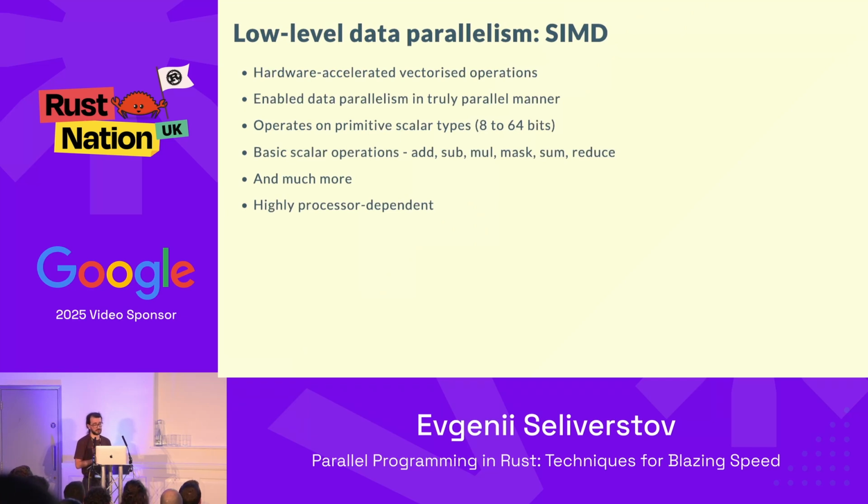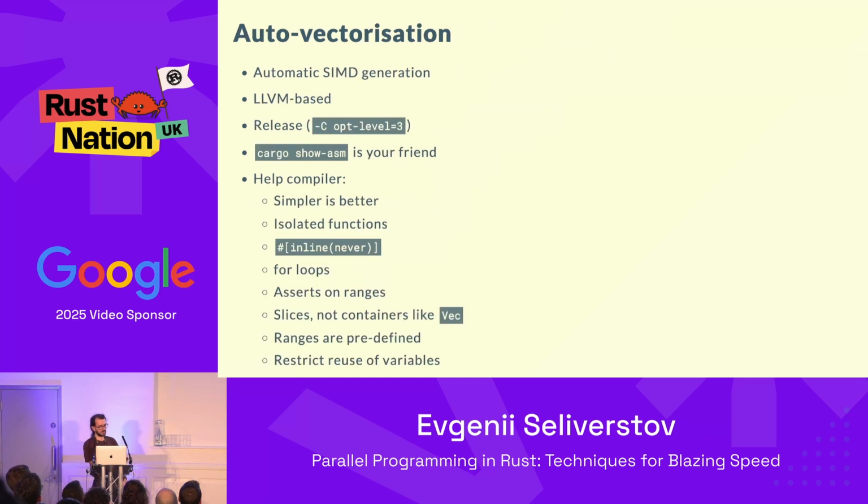So for this, we have SIMD, single instruction, multiple data. It means we can execute the same operation on multiple data points. The operations are pretty much limited. It's about normal operators: add, sum, reduce, and the rest, yeah? And they're really, really highly processor dependent.